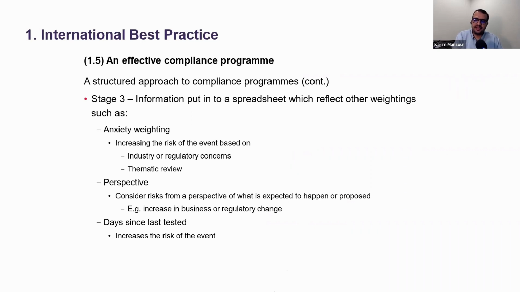Now, the third stage, you put everything in Excel, which reflects other weightings, anxiety weighting, increasing the risk of the event based on industry or regulatory concerns or a thematic review. So in addition to what you have just scored in the previous stage, which was the impact of that event happening, the exposure, and the probability, the chances of that event happening, in addition to that, are there going to be any regulatory concerns? Is there going to be any review such as the RDR, the retail distribution review, in case that event happens? That's going to add to your anxiety, your nervousness, how nervous you become.